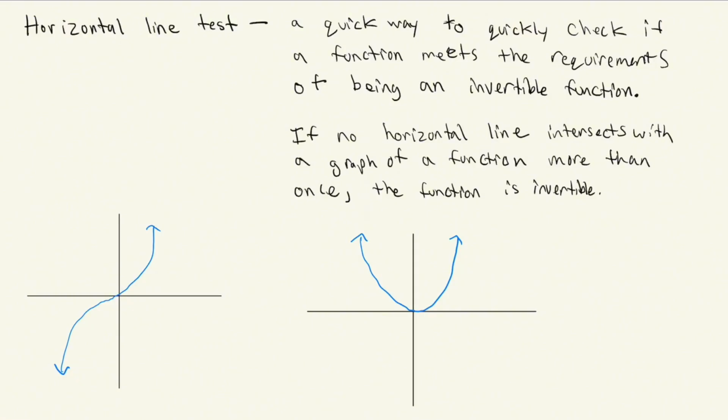If we look at another graph, something like this, and we do the horizontal line test here, we can see that at several y's, it's going to have more than one intersection. Like there's 2 there, 2 here, 2 here, and this is going to fail the horizontal line test, which means that the function graphed here is not an invertible function.